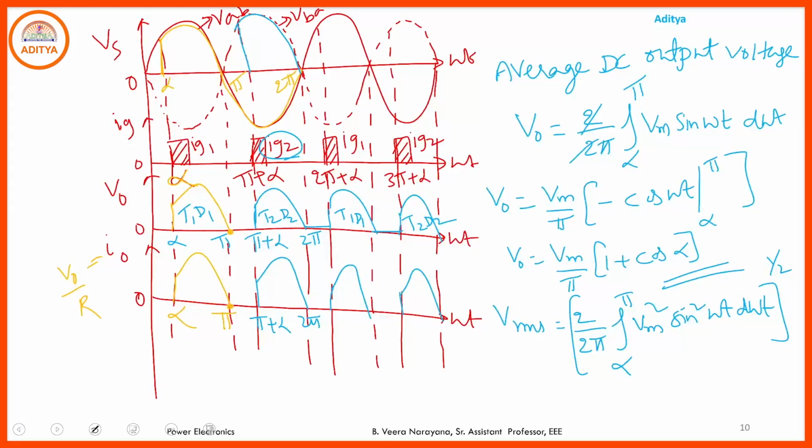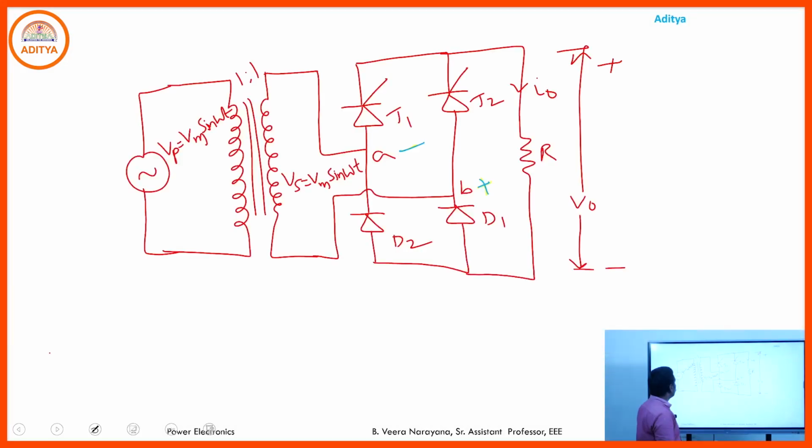Like bridge type full wave converters with R load, the same performance is observed here. So this is a simple representation of a single phase semi converter or half controlled converter with R load. Next we concentrate on this single phase semi converter with RL load, so we go through this next one.